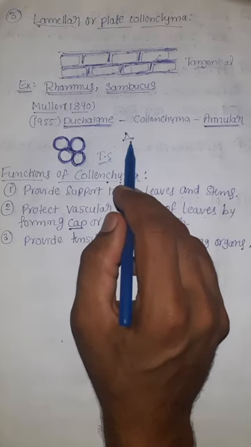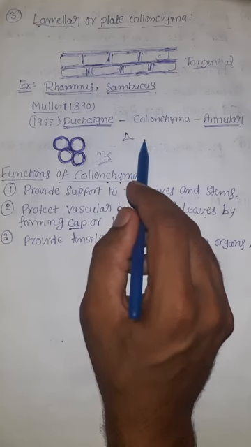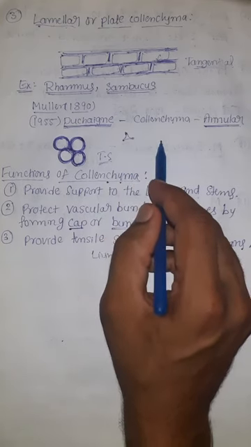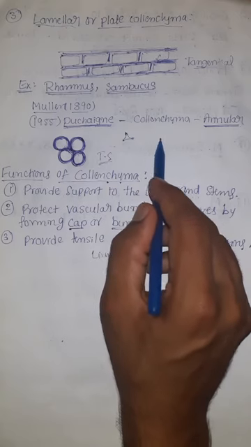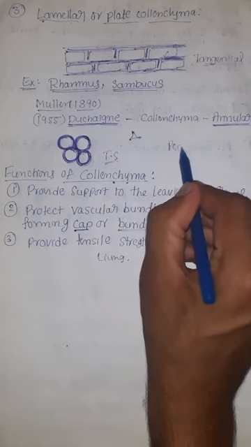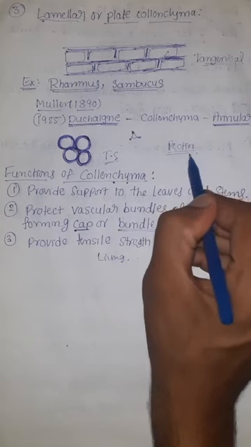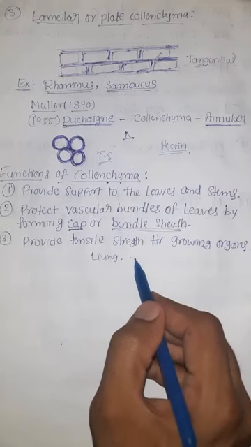And one more thing, the cell wall materials also. In parenchyma we can see cellulose and hemicellulose only, but here, along with cellulose and hemicellulose, we can see one more wall material, that is pectin. Okay, this is all about collenchyma.